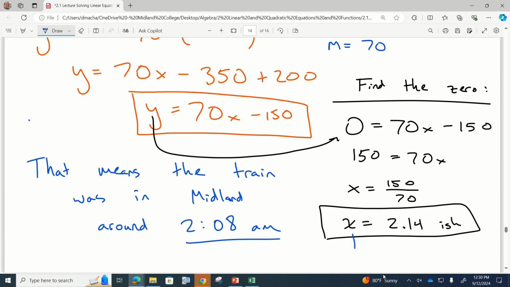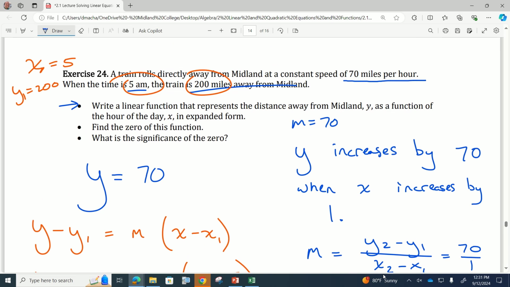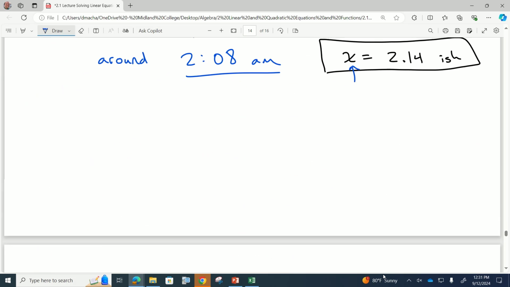And this is the hour of the day, right? The hour of the day is 2.14. So 0.14 times 60 minutes gave me 8 minutes. And that's why I said 2:08 a.m. It's okay if you say around 2 a.m. That's fine too. I'm not going to be super picky about questions like this where you have to give an explanation. But if you see on your homework, what is the significance? That's what I want you to say. Just in the scope of your word problem, what does it mean for your application?